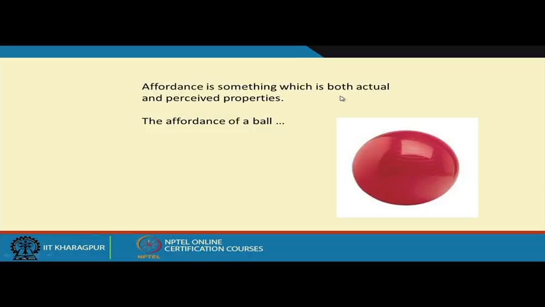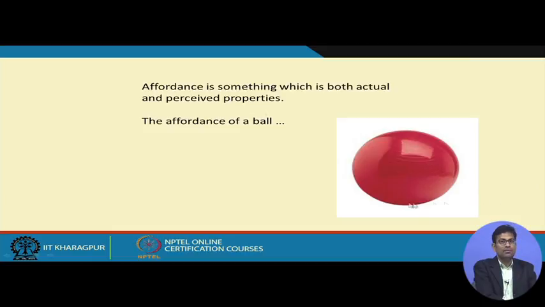So, these are certain actual and perceived qualities which the flower is providing to you, and based on that you take some actions. Now, affordance is something which is both actual and perceived. I have given you an example of this ball. When we are looking at this ball, the actual affordances are the texture of the ball, the shape of the ball, the bounceability of the ball. These are the actual physical characteristics which come to you as an affordance.